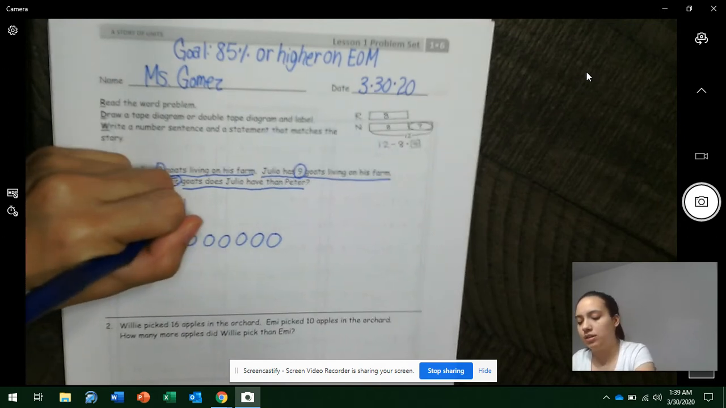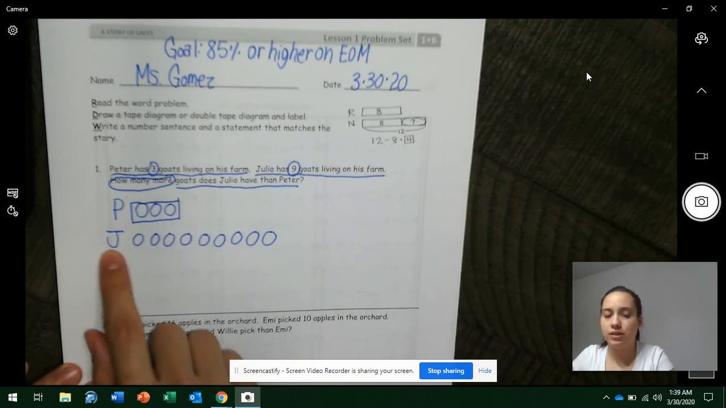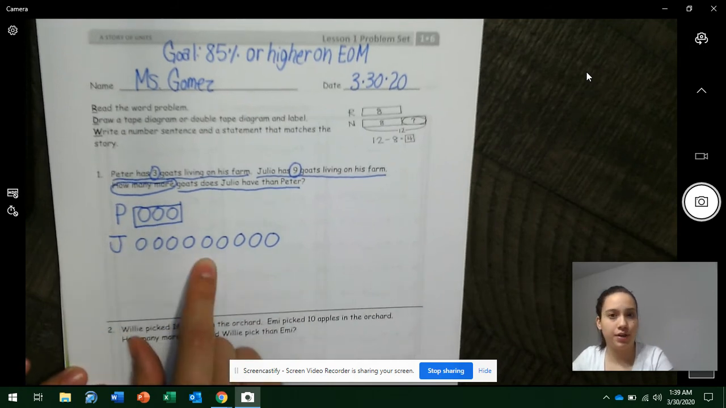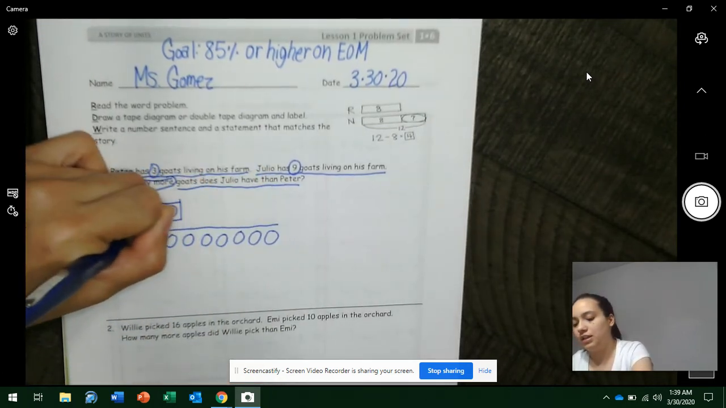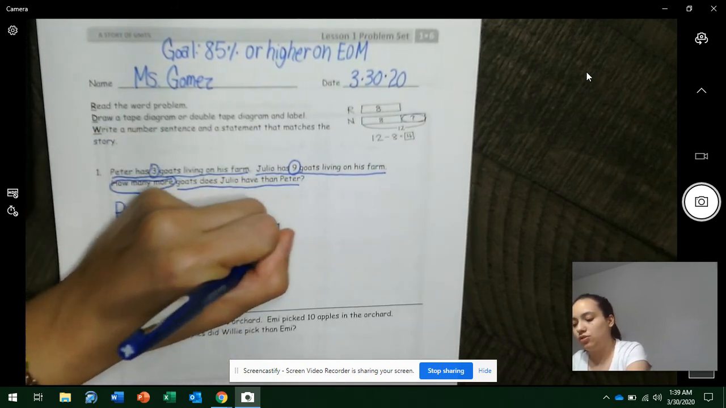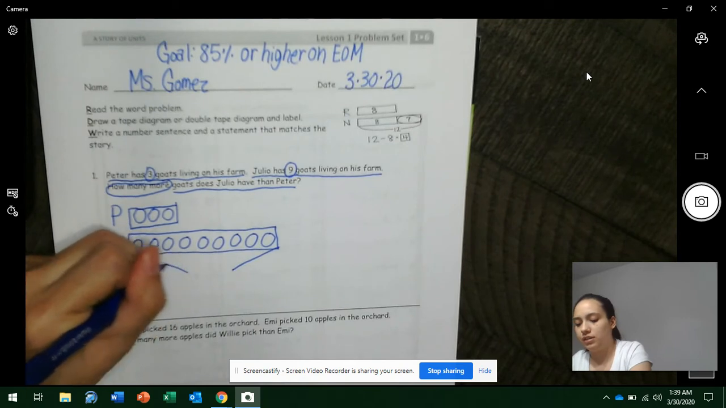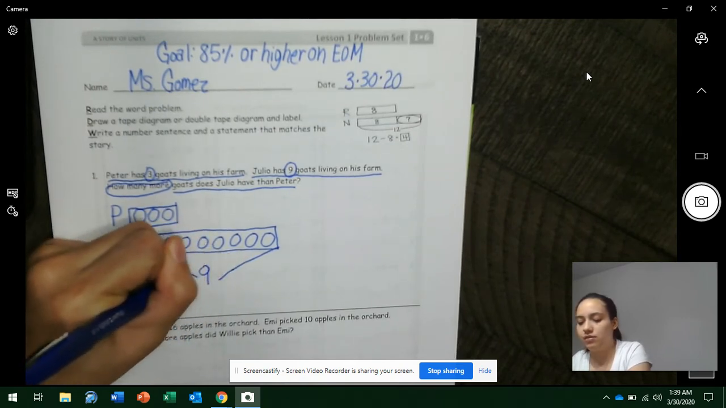Let's box our circles. And remember, is Julio's box going to be longer or shorter than Peter's? Get ready. Yes, longer, because he has more goats. And his total number of goats, we're going to put down here, is 9, boys and girls.